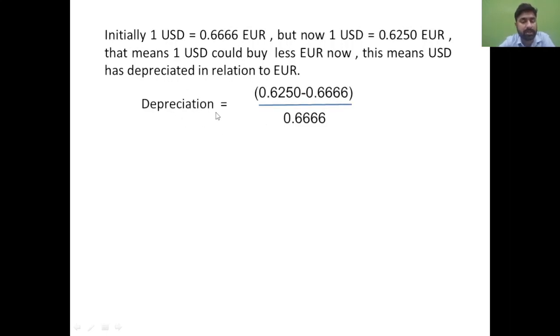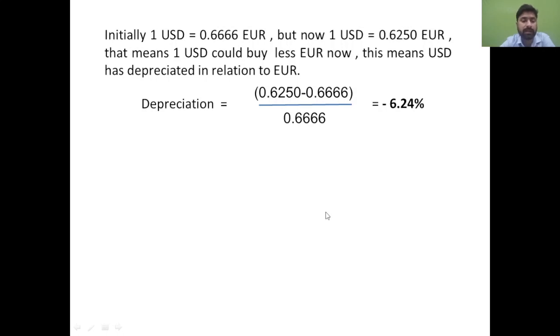Now for depreciation, again the same mathematical formula: 0.6250 minus the initial value, that is, final value minus initial value divided by the initial value, and that will give you a negative figure. Negative indicates that the currency has depreciated. Observe carefully: initially the appreciation of the euro was 6.66%, but now the depreciation is 6.24%. So in percentage terms, appreciation and depreciation will not be equal. That is what we wanted to say previously.